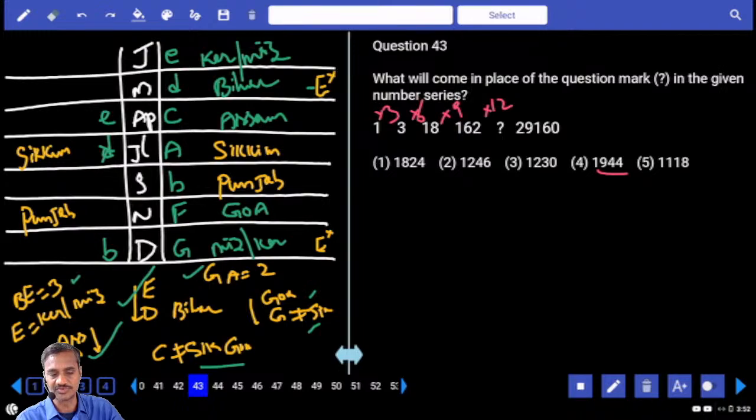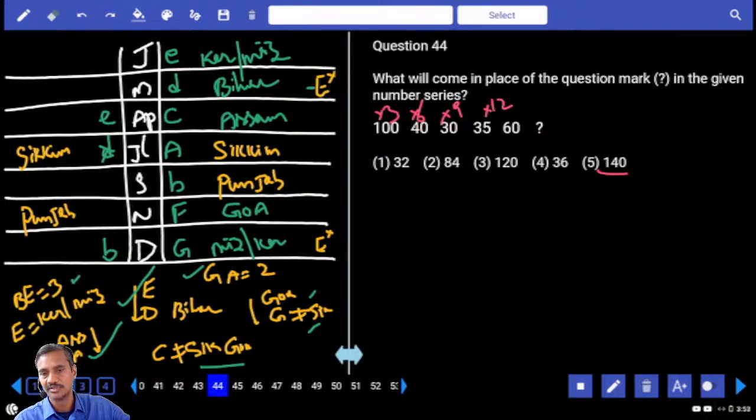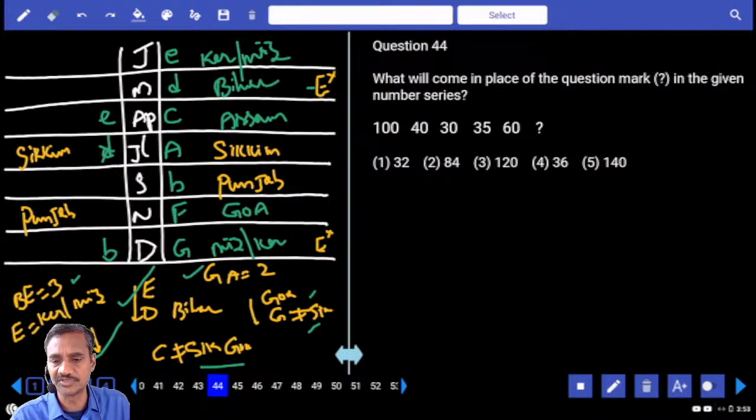Then the next one, 44. The series is 100, 40, 30, 35 and so on. Here 100, 30, 35 and 60. Now 100 and 40, now 140. Tell me how to represent this one, 140. The difference between these two is minus 60. Isn't it? Minus 10. And 30 and 35, plus 5.